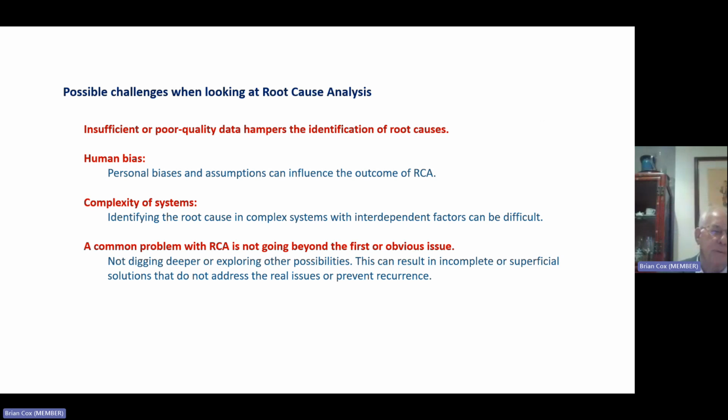A possible challenge you may have when looking at root cause analysis is that insufficient or poor quality data hampers the identification of root causes. Human bias, we hope, will be taken out by using a team to balance this up. Complexity of the system: in some modern buildings, the systems are very complex and also interdependent, and that could be a difficulty. And a common problem with root cause analysis is not going beyond the first or obvious issue.